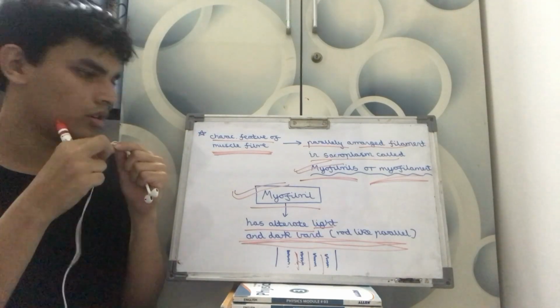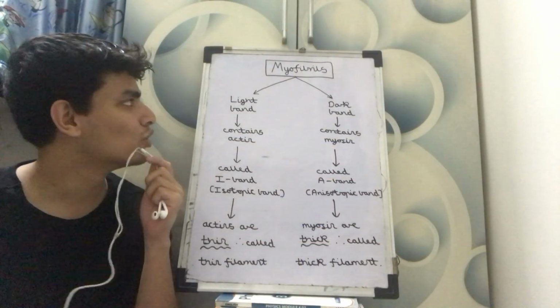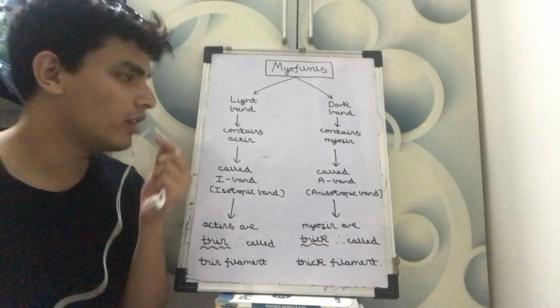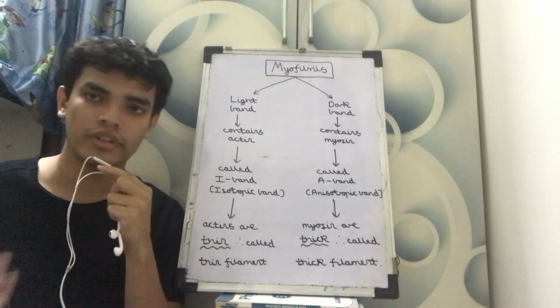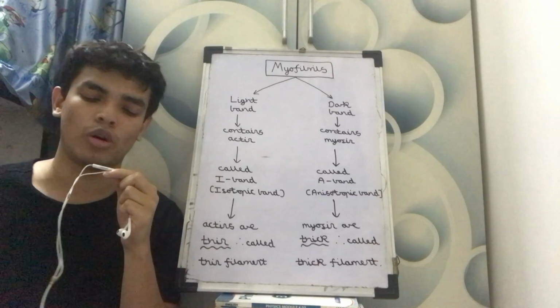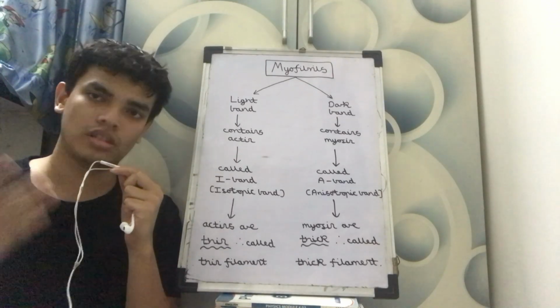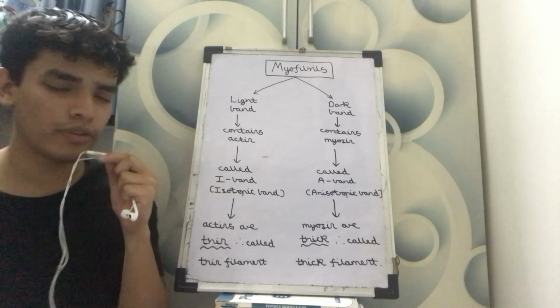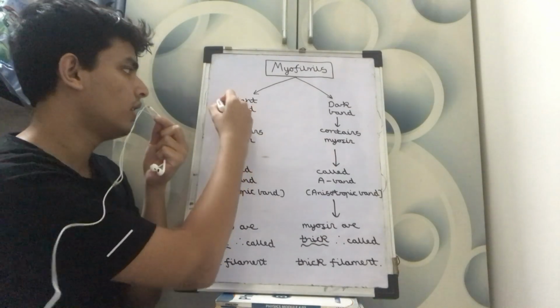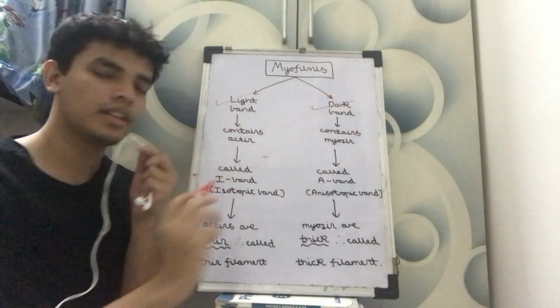Okay. So guys, let's start with the detailed structure of the myofibril now. Now I will teach you the light band, dark band and all of this. After that we will go into the detailed structure of actin, myosin, all that. So first let's learn this. So the myofibril has two types of bands. As I told you in the earlier slide, it has the light band and the dark band.